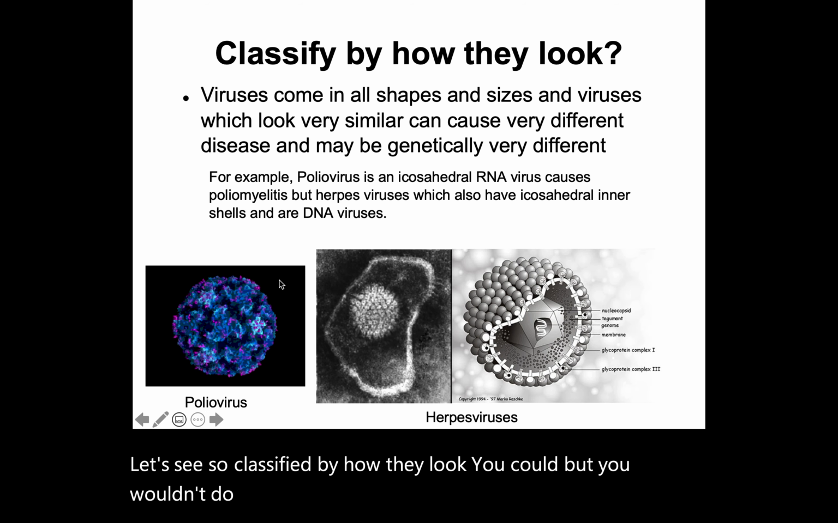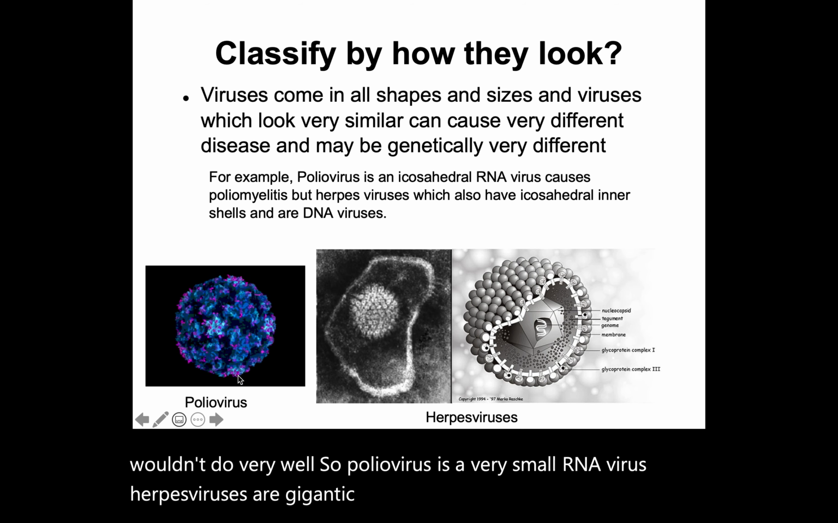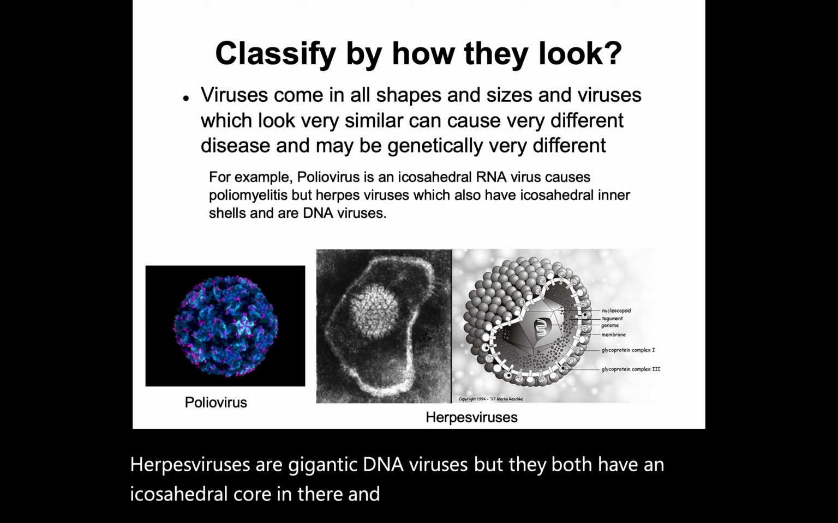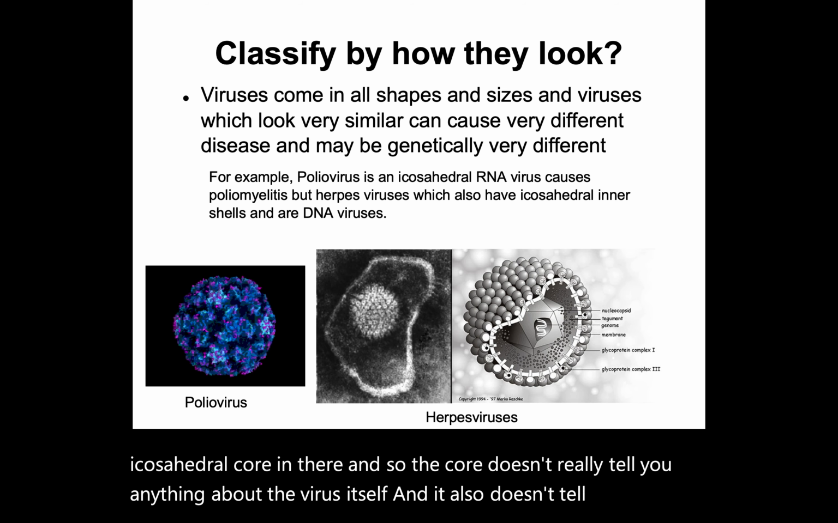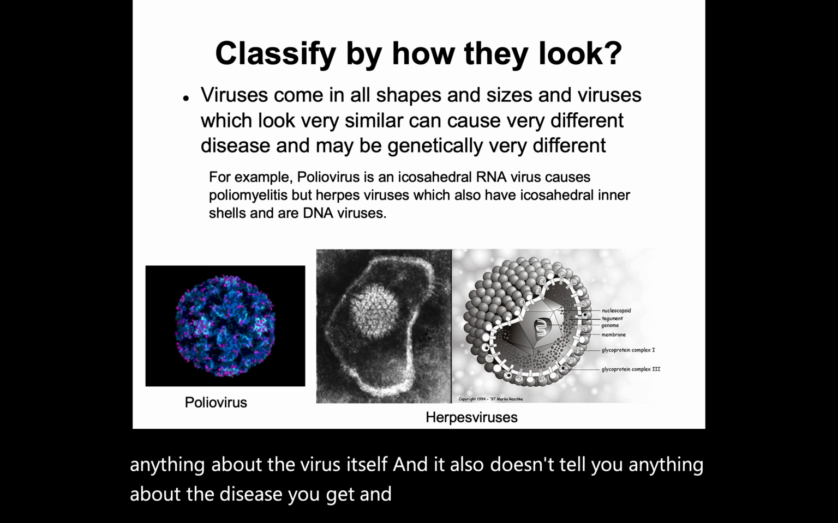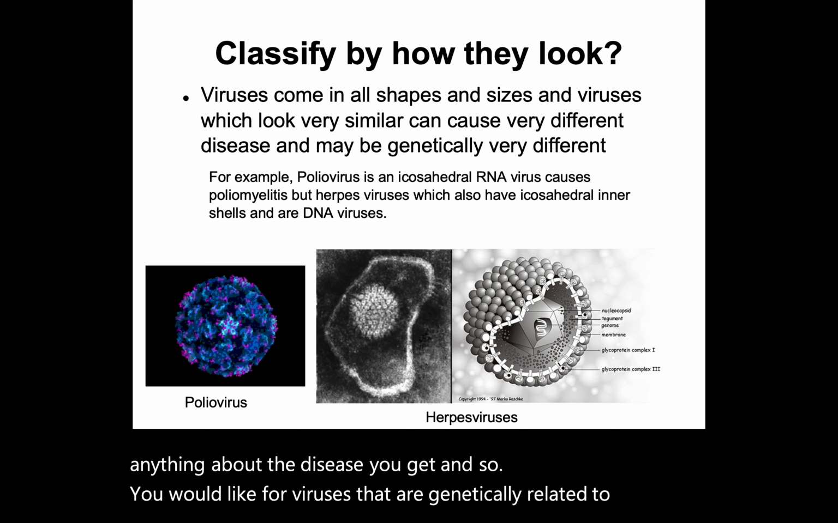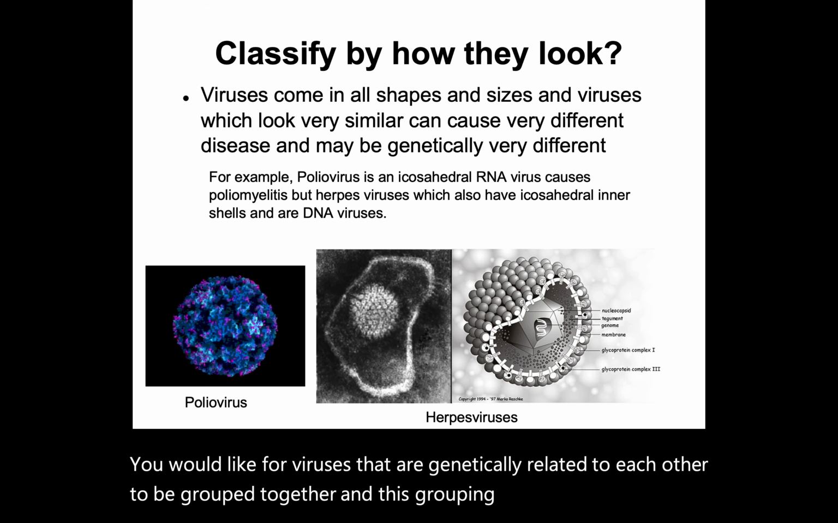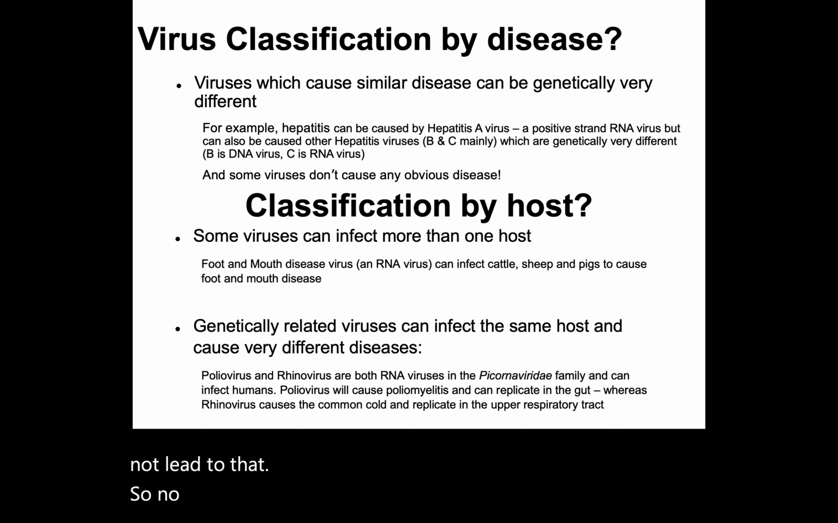Poliovirus is a very small RNA virus. Herpes viruses are gigantic DNA viruses, but they both have an icosahedral core in there. And so the core doesn't really tell you anything about the virus itself, and it also doesn't tell you anything about the disease you get. You would like viruses that are genetically related to each other to be grouped together, and grouping by how they look does not lead to that. So, should you classify them by disease?